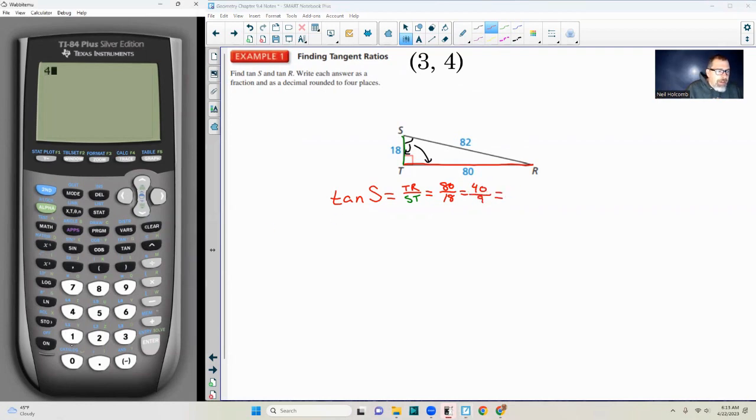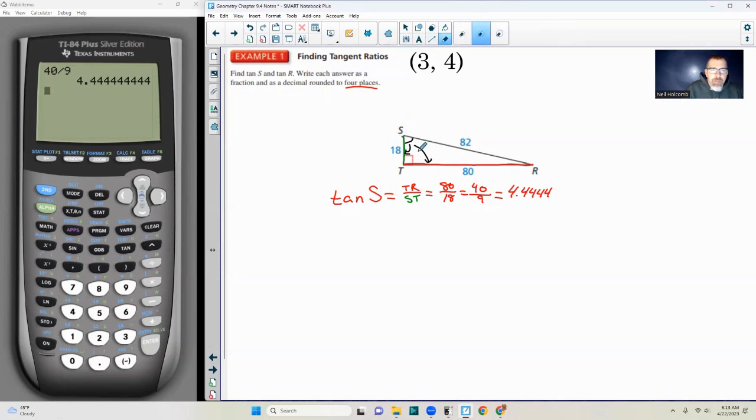So TR over ST is 80 over 18, which reduces to 40 divided by 9. And if I use my calculator to figure out 40 divided by 9, I'm going to get a repeated decimal of 4.4444. Remember what it said, round to 4 decimal places. So there's tangent of S.